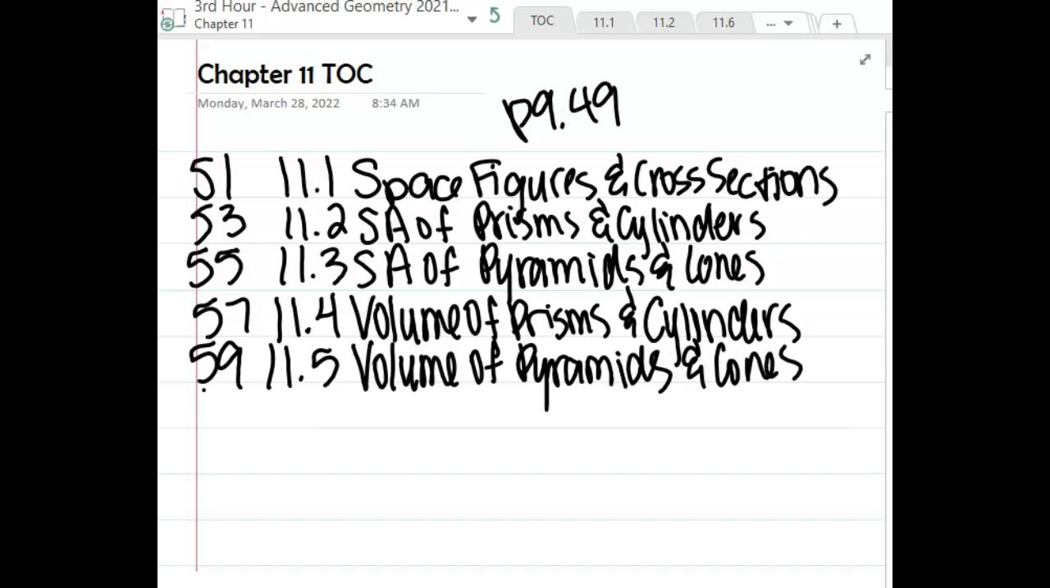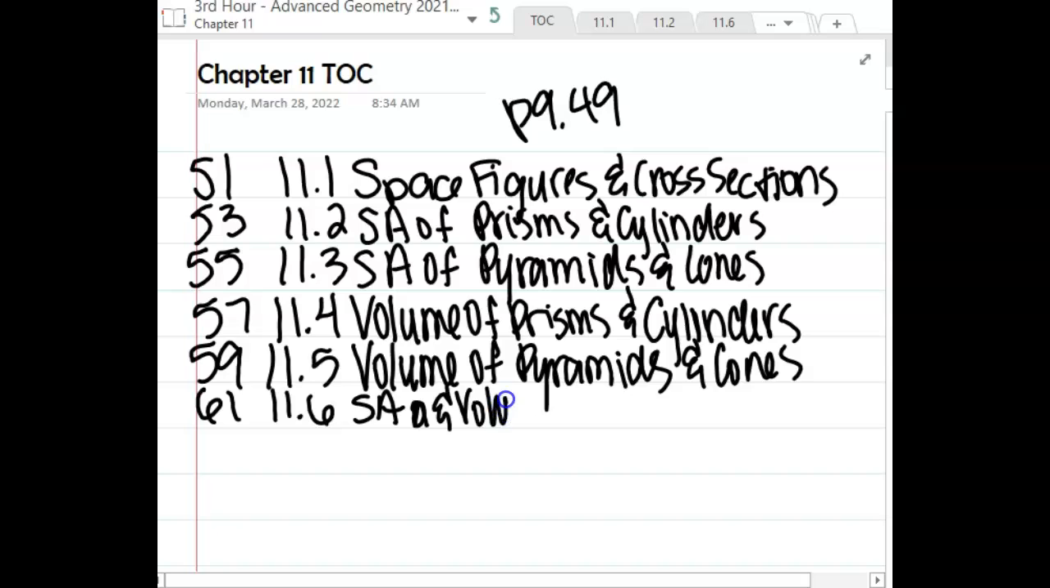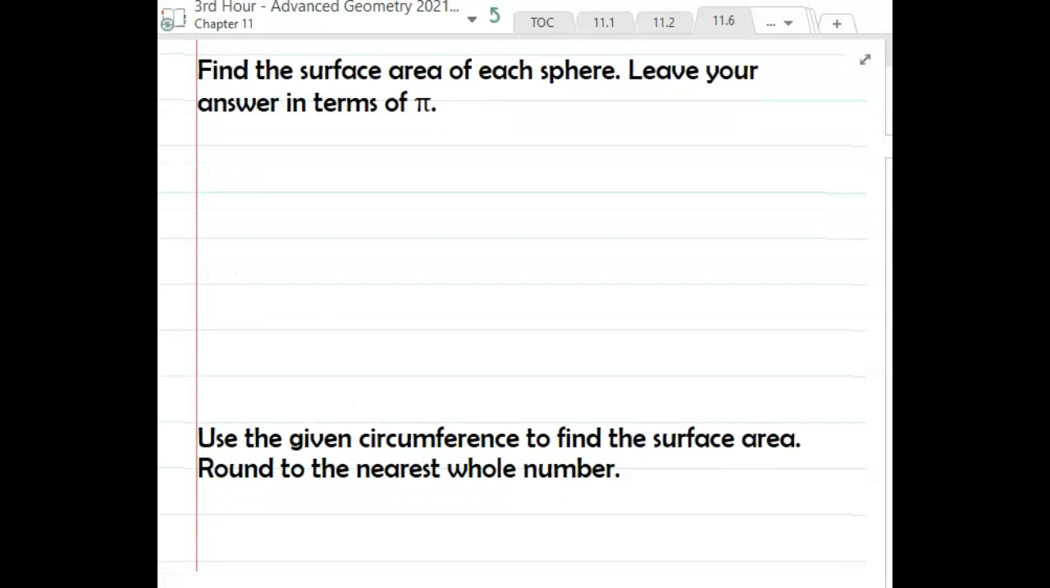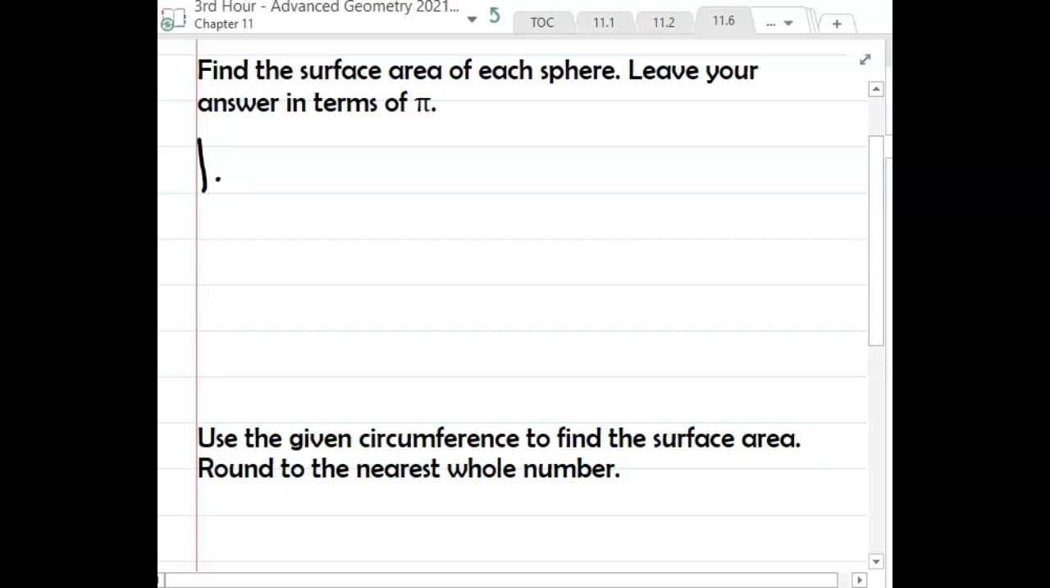Okay? Let's get this glued into page 61, 11.6 surface area and volume of spheres. All right, so let's start with surface area. We will leave our answer in terms of pi. All right, number 1. Let's say we have a sphere that has a radius of 10 inches.